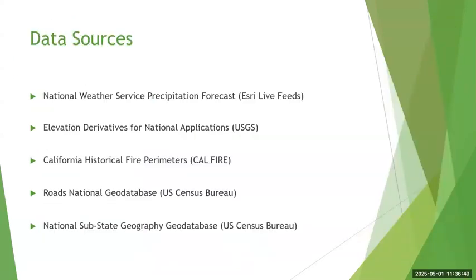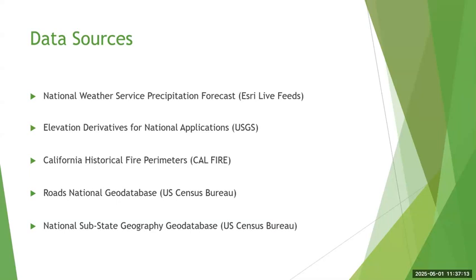Take a look at the data sources that we're going to use here. We're going to be using the National Weather Service precipitation forecast. This layer has the cumulative or total precipitation predicted in the next 72 hours. We'll also use the Elevation Derivatives for National Applications. It's a hydrologic database derived from a version of the National Elevation Dataset.